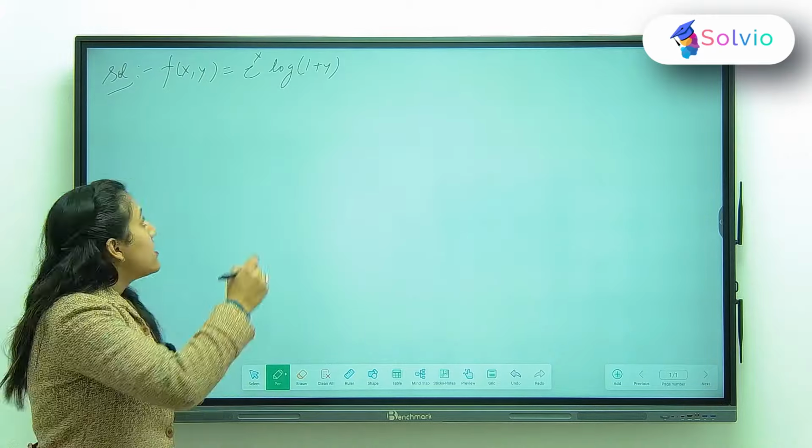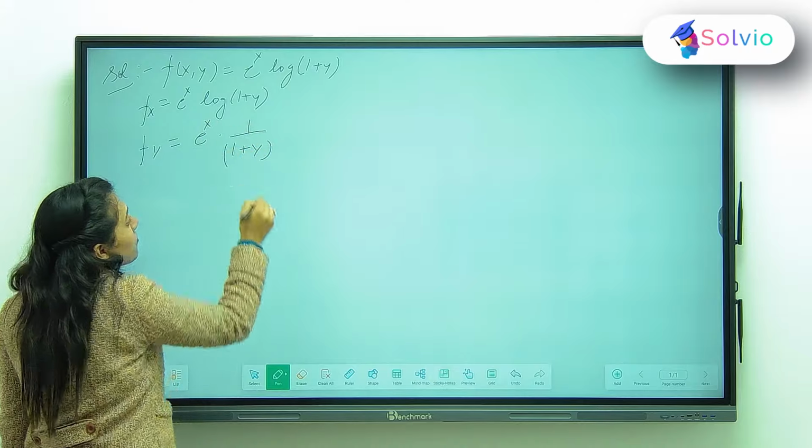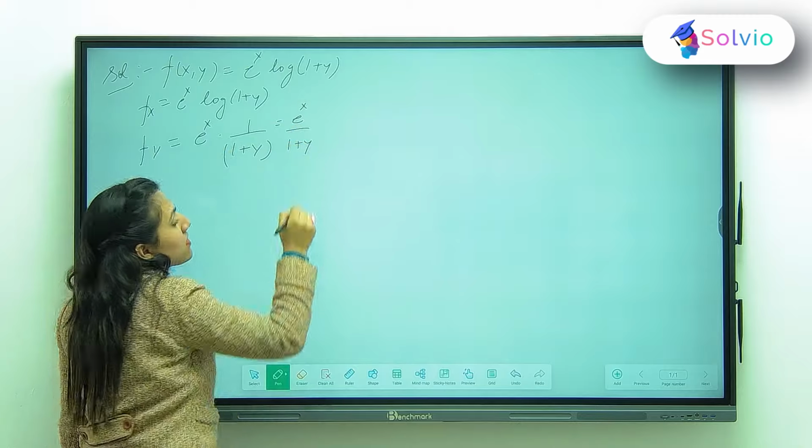So fx is equal to e raised to power x into log of (1 plus y). Here we have differentiated f with respect to x partially keeping y constant. Now you need to find fy, that is the first order partial derivative of function f with respect to y keeping x constant. So it becomes e raised to power x times 1 upon (1 plus y), that is equal to e raised to power x upon (1 plus y).